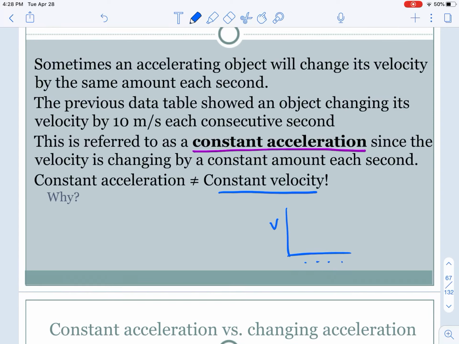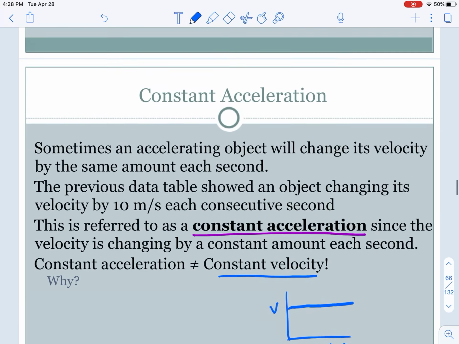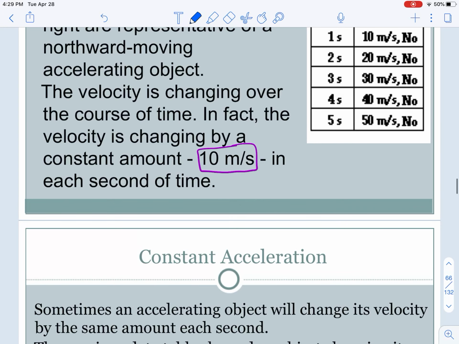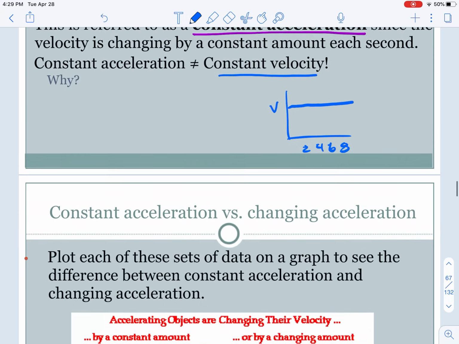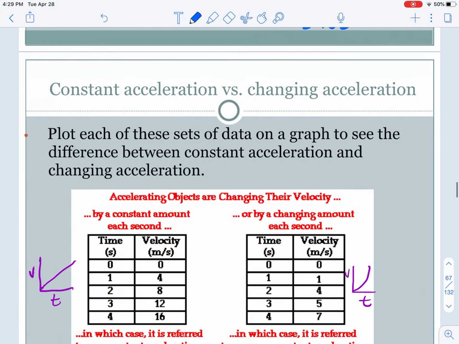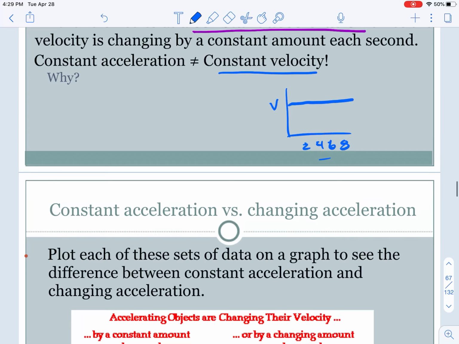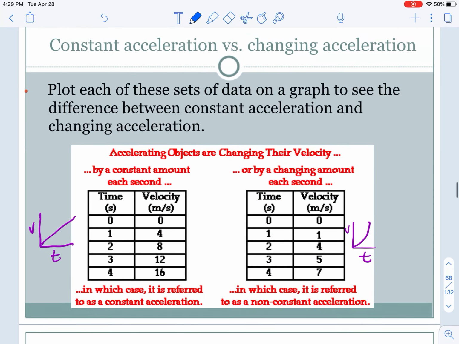That is not the same as constant velocity, because constant velocity would be where the velocity is the same all over time. So whether it's 2, 4, 6, 8 seconds, it continues to be going at the same velocity. That would be constant velocity. Constant acceleration means that it's accelerating by the same amount, 10 meters per second, every second. So that's just showing you that that's a different thing.